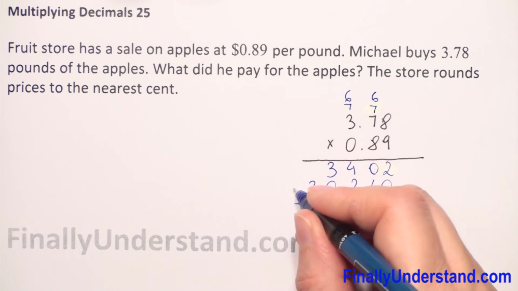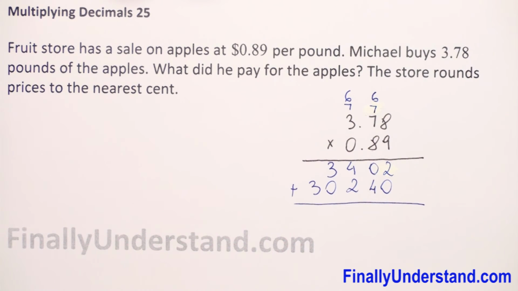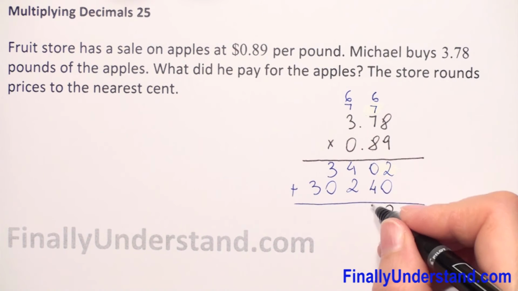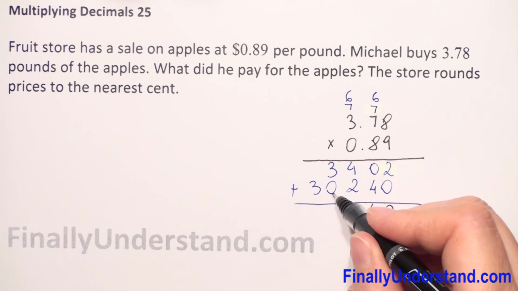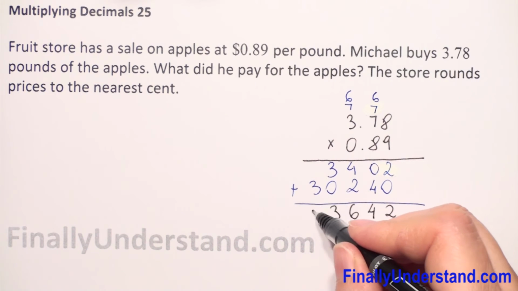And next we have to do addition. So we have 2 plus 0 is 2, 0 plus 4 is 4, 4 plus 2 is 6, 3 plus 0 is 3, and we have 3.